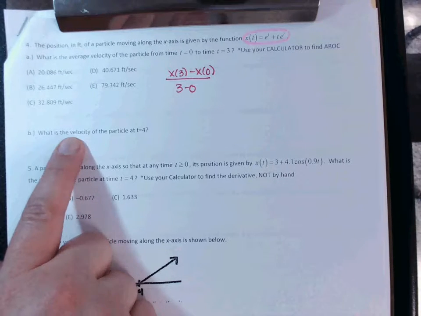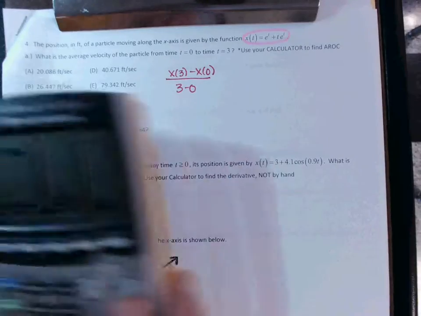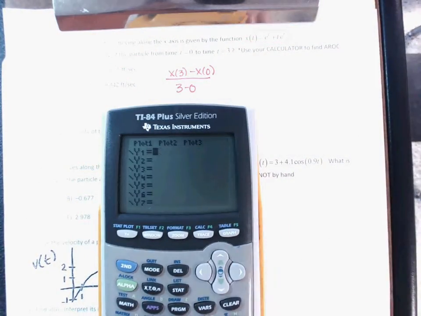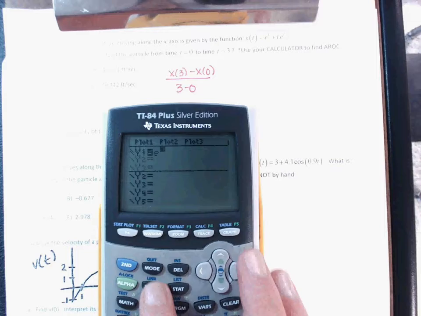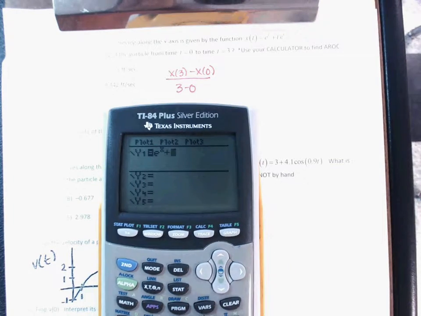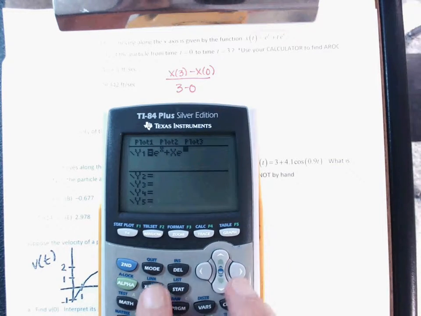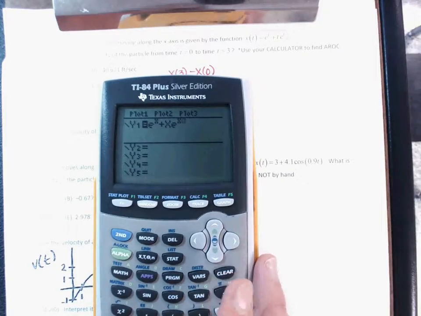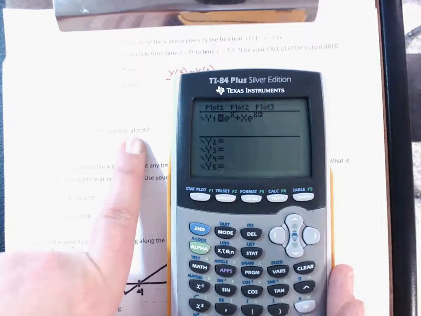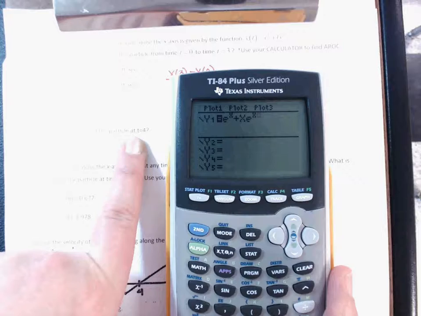If I want the velocity, okay, I am not going to take the derivative by hand. So just watch for now. It's e to the x plus x e to the x. Okay, so I have it typed in. Let's say I want to take the derivative at 4, yeah? Because that's what it's asking you to do in part B.